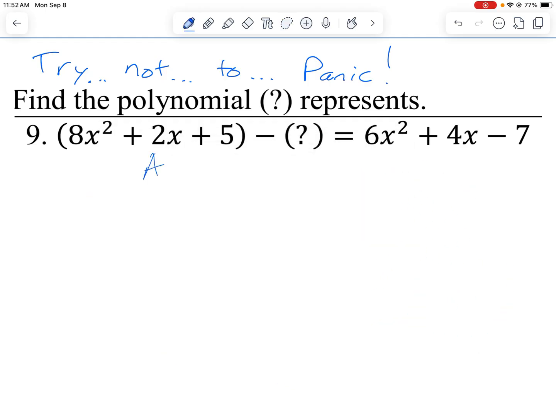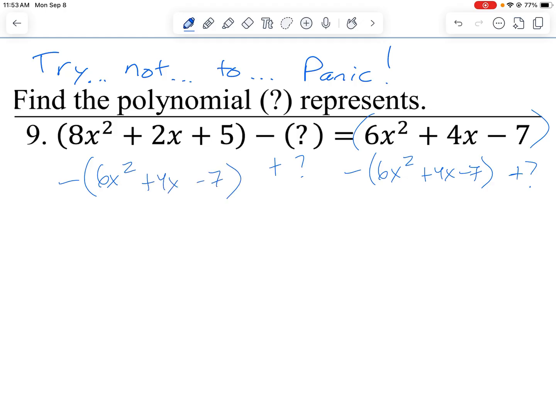I can think of this as A, this is B, and this is C. Well, I can put this guy over here and then deal with the sign, or I can put B over here and then subtract C that way, which is going to be the shortest path because there's less sign changing. So I'm going to do that. I'm going to just put plus question mark, and I'm going to subtract this whole thing, subtract 6x squared plus 4x minus 7 on this side, and I'm going to subtract it over here, 6x squared plus 4x minus 7.